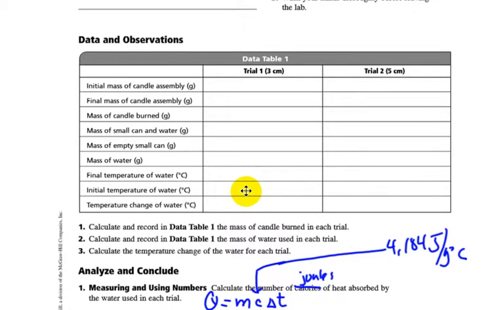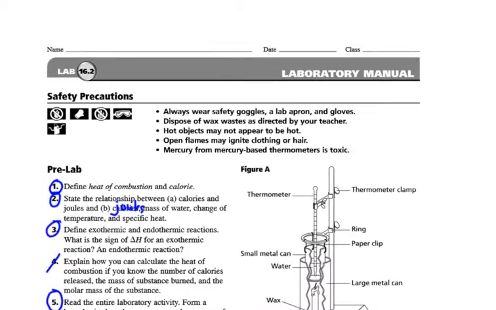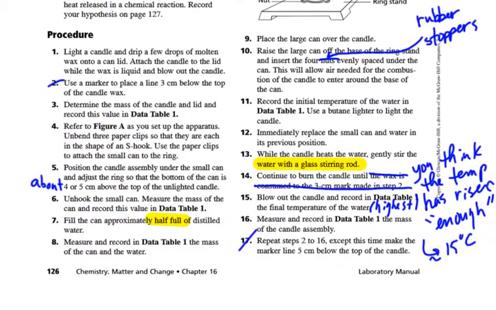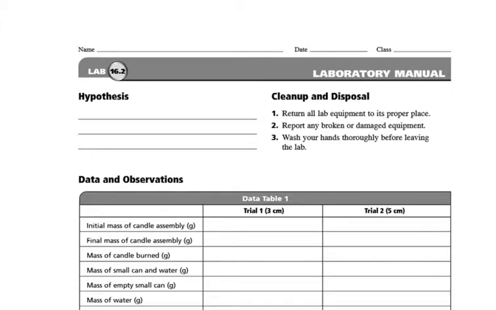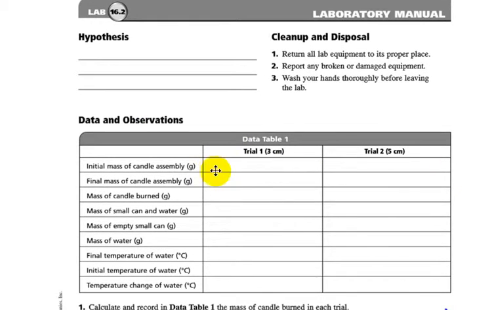The initial temperature of the water, final temperature, subtract, you get the difference. And then lastly, once it's cooled off, measure and record the candle assembly. We're not going to worry about repeating it a second time. We'll just simply do it once. So once you have the final mass of the candle assembly, of course it should be a lot lower than the initial one because the candle has burned, right?